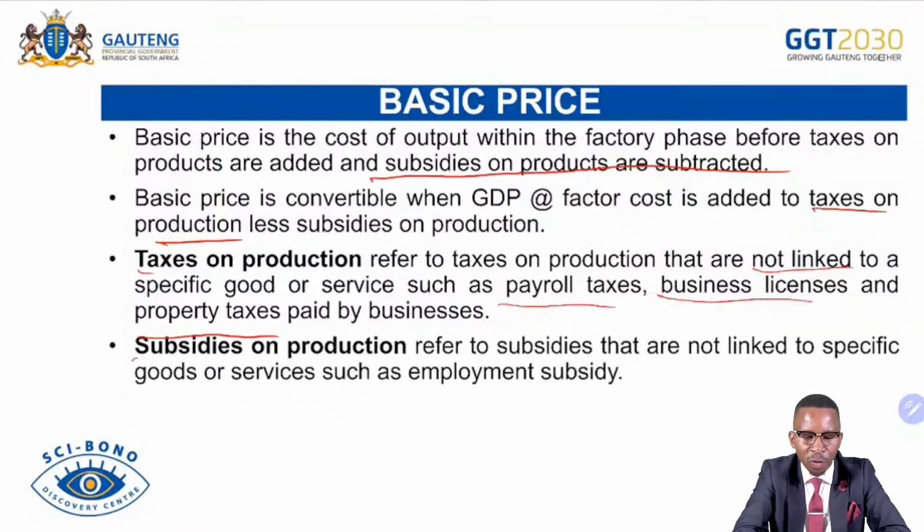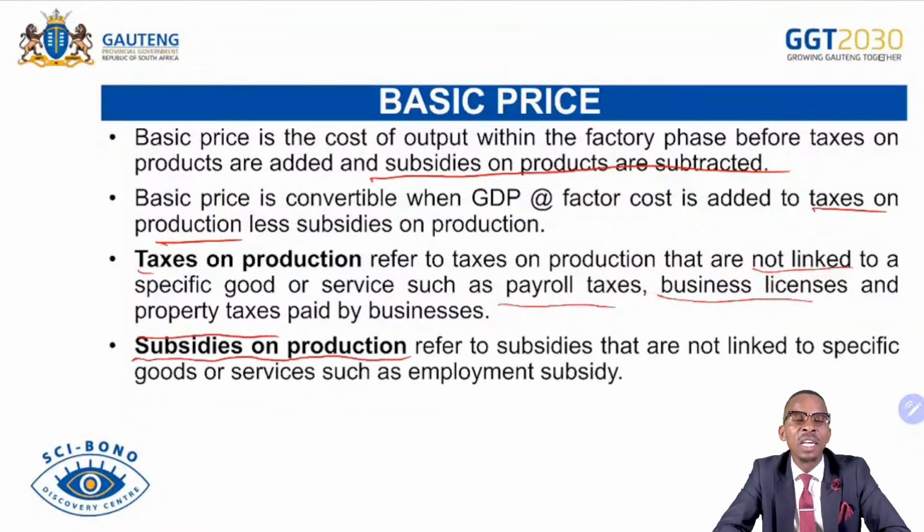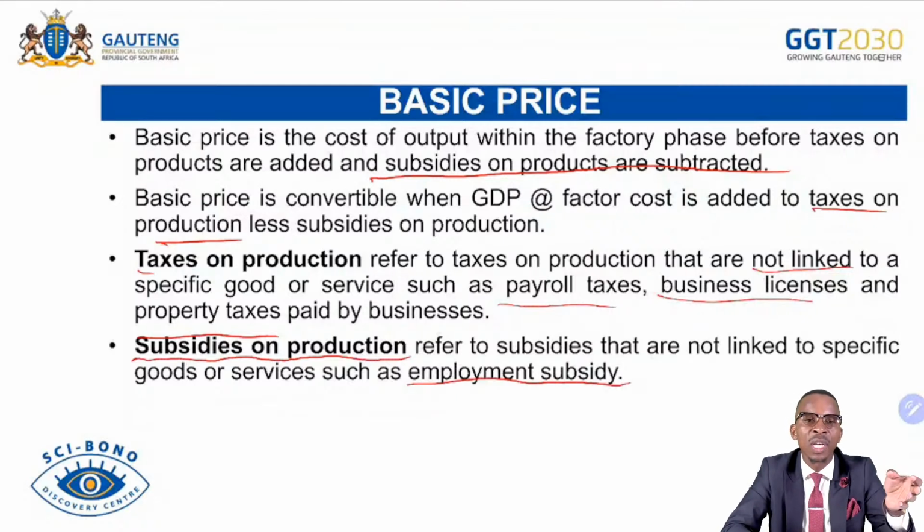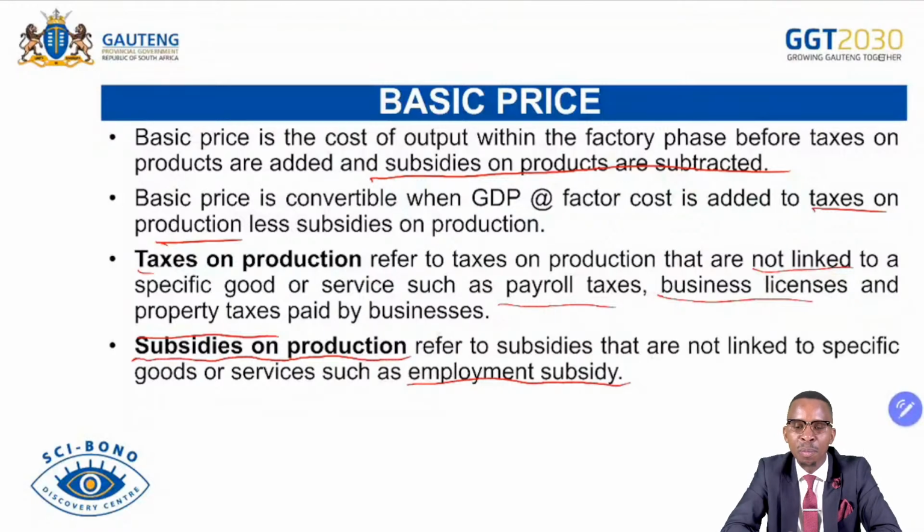We also have subsidies on production, which are the subsidies that are not linked to a specific product per unit. In this case, we talk about employment subsidies given by the government to firms so that they can produce more goods at a lower cost. Government subsidizes businesses so that they can employ more workers and pay them the relevant income which is required as the minimum wage.